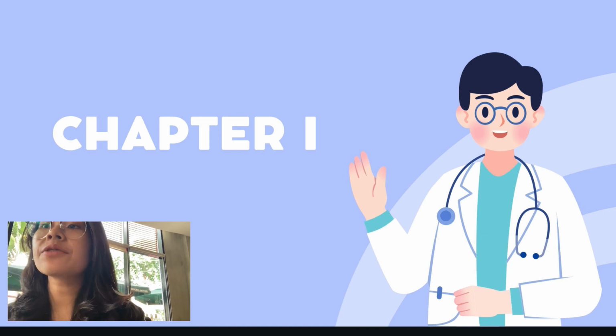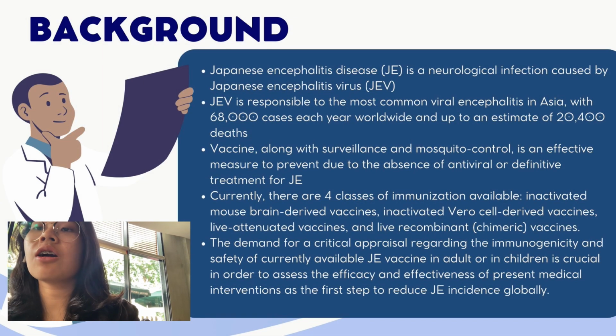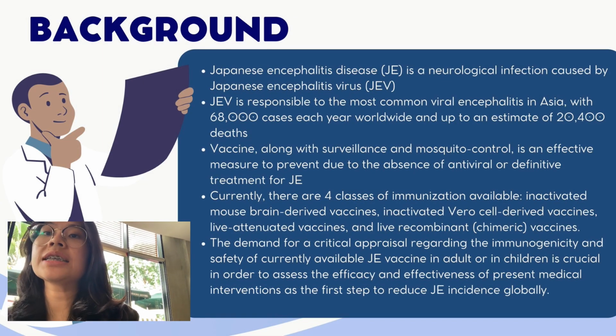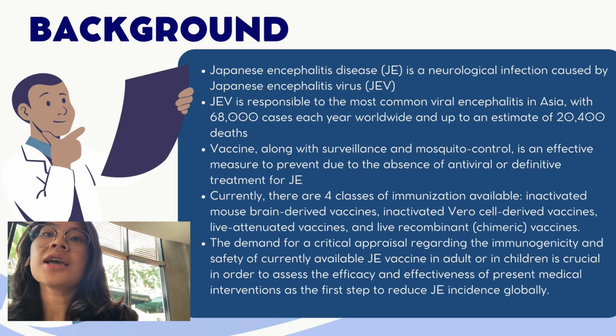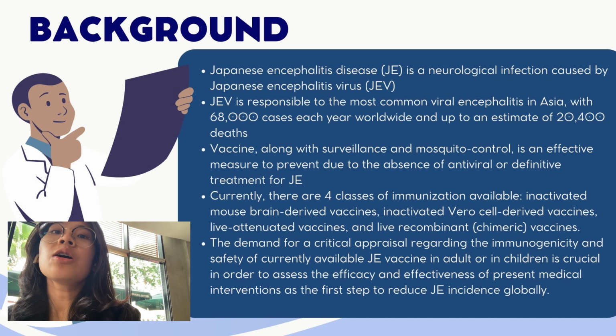Today I'll be presenting regarding the background of Japanese encephalitis. So Japanese encephalitis is a neurological infection caused by the JEV, or the Japanese encephalitis virus. It shares the same genus as the mosquito-borne flaviviruses dengue, West Nile, and also yellow fever. It is also the most common viral encephalitis in Asia, causing 68,000 cases per year, with 20,000 deaths per year too.